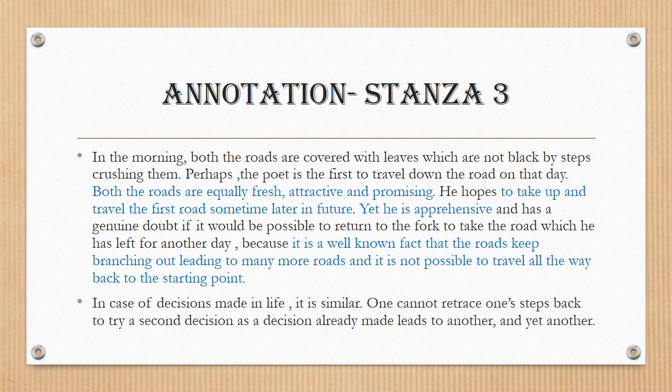Remember, students, which one is the first road? The much traveled one, the beaten track, sometime later in future. Yet he is apprehensive and has a very genuine doubt if it would be possible for him to return to the fork and to take the road which he has left for another day. Because it is a well-known fact that all the roads keep branching out, leading to many more roads, and it is not possible to travel all the way back to the starting point.